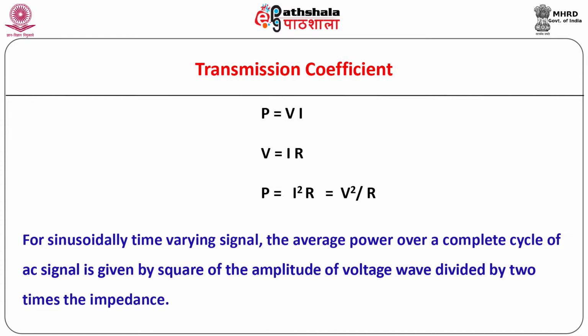For linear circuit elements, V equal to IR. Hence, P equal to I square R, which is also equal to V square upon R.